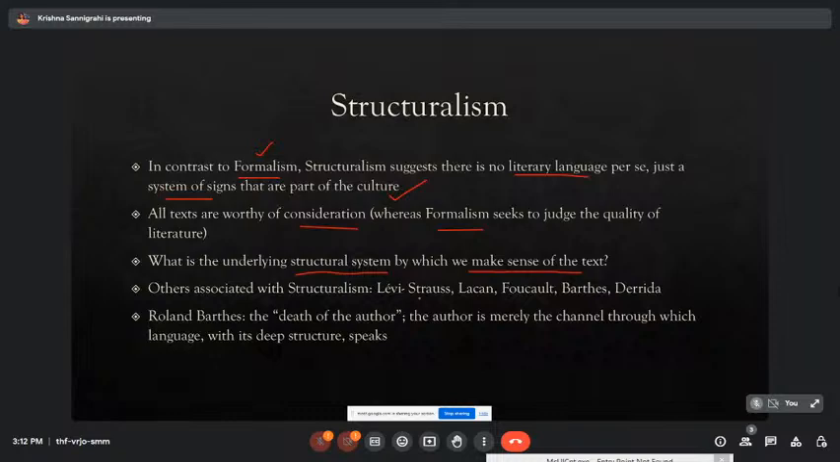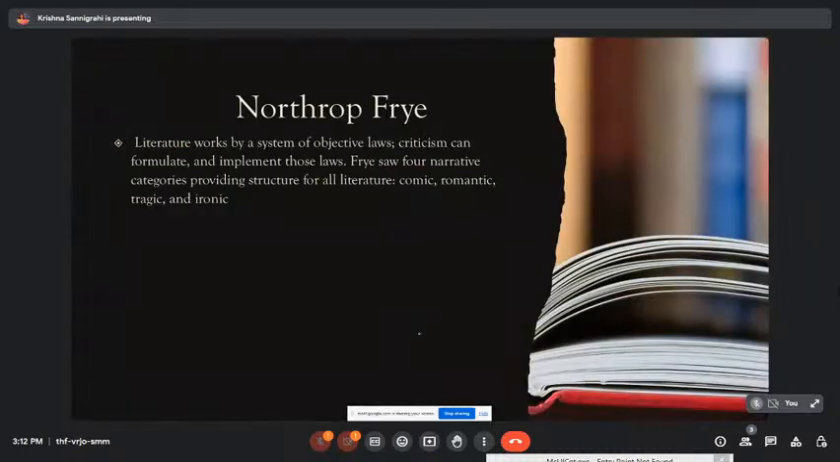Now there are some other critics, there are certain other theorists like Lévi-Strauss, Lacan, Foucault, Barthes, Derrida, who can be studied in relation to structuralism. And then the idea of Roland Barthes, who says that the idea of death of the author, that is, the author is merely the channel through which language, which is deeply structured, speaks. So according to him, once the text is written, it is completely the idea of the writer to interpret that text based on the text which is there.